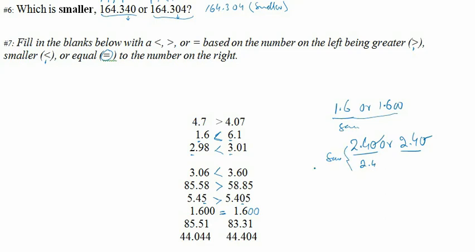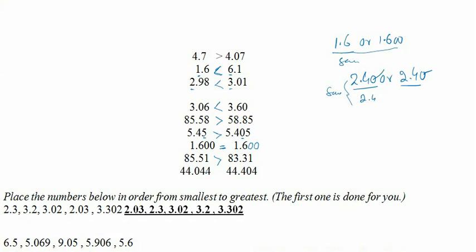Similarly, 85.51 and 83.31. So 85 is greater than 83. And 44.044 and 44.40. The tenths value can tell us which number is greater and which is smaller. The units and tens are the same, and the tenths value here is 0 and here it is 4. So this one is greater.